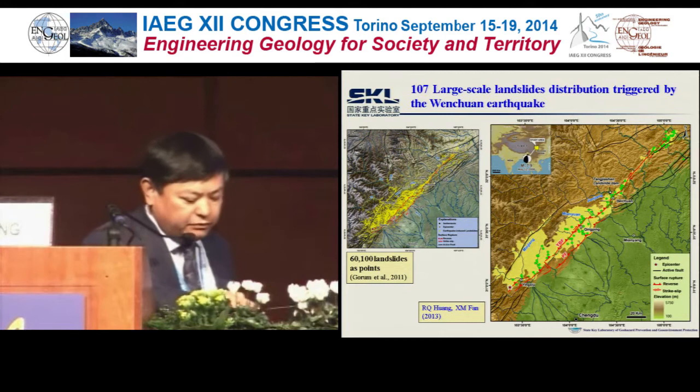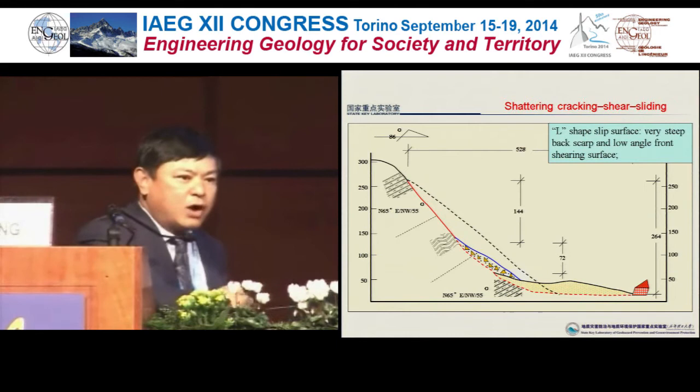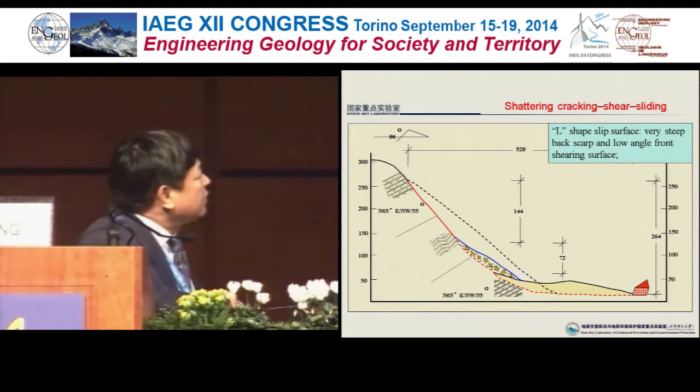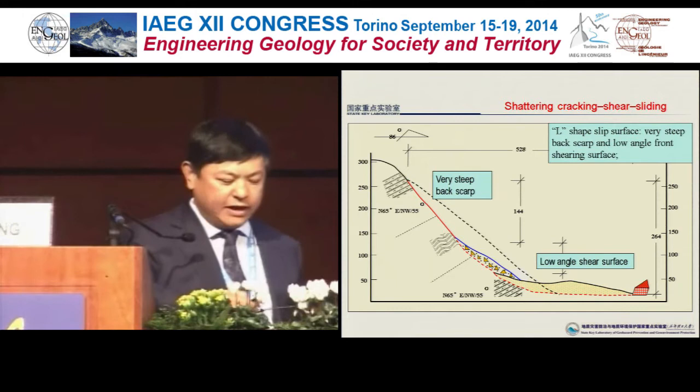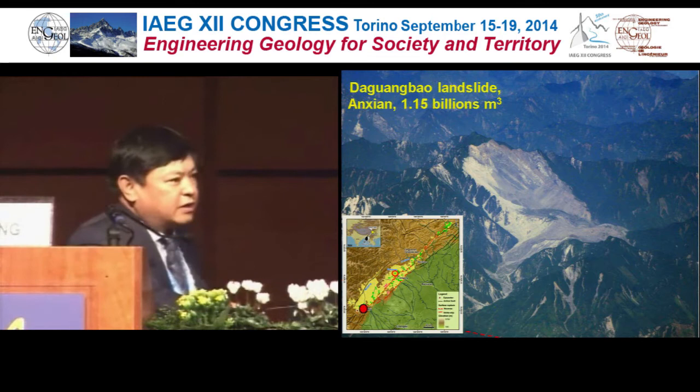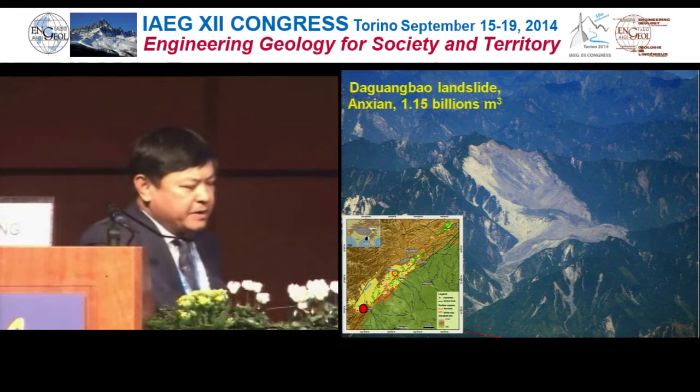So most large-scale landslides in rock slopes show a feature like this. It has a very steep backscarp and a very gentle low-angle shear surface in the front of the landslide. And this is a very typical one. I think this is the biggest landslide in the world in the recent 100 years that occurred on the Earth. So we call it Daguangbao, and you can see it's an amazing volume.